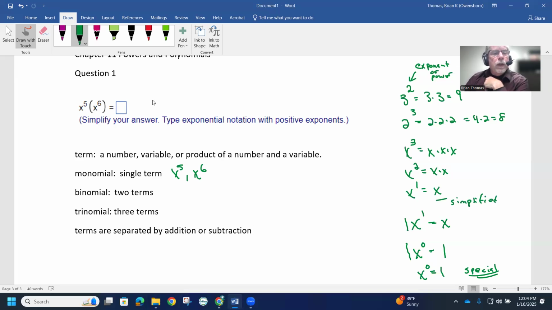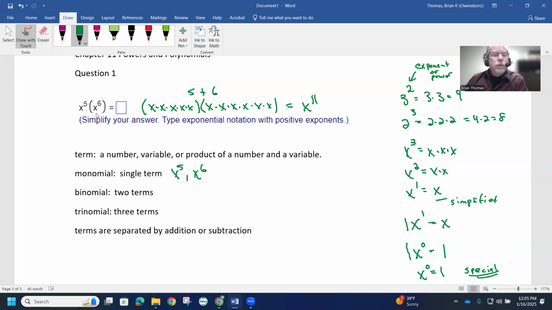Remember, x to the fifth really means there's 5 x's connected by multiplication. So 1, 2, 3, 4, 5 x's connected by multiplication, times then x to the sixth, which means there's 6 x's connected by multiplication. So in other words, if we simplify this, how many x's are connected by multiplication? Well, there's 5 here, and there's 6 here. So notice that really what we're doing is adding this all together. So I can write this as x to the power of 11. So x to the 11th power. x to the 11th power means there are 11 x's present.